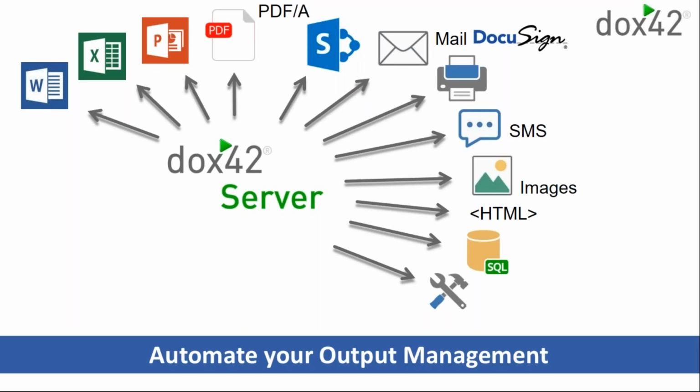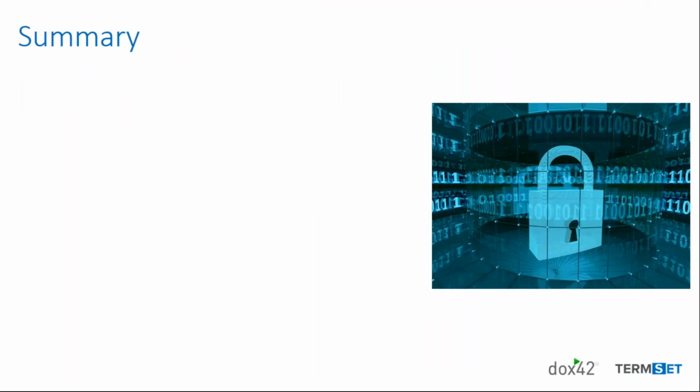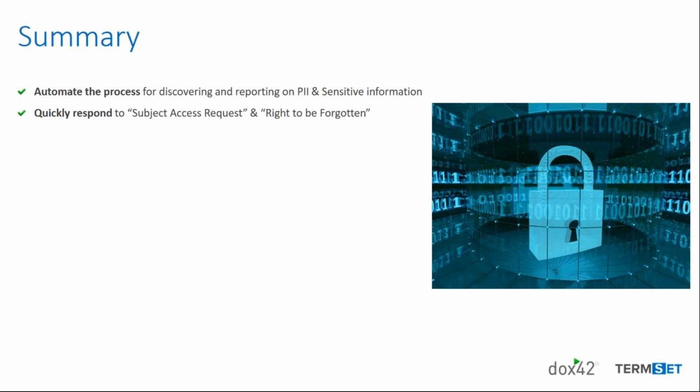That was an overview of the solutions. I will now go over to the summary. So basically, what have we heard in the last 35 minutes? With the scanner and Docs 42, you can automate the processes for discovering and reporting the sensitive information, and you can quickly respond to the subject access request and the right to be forgotten.